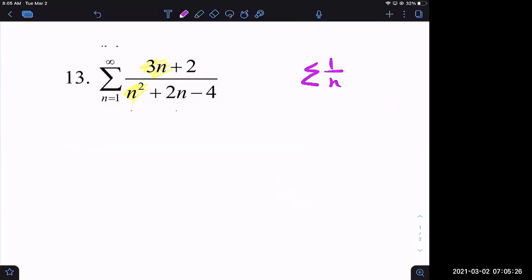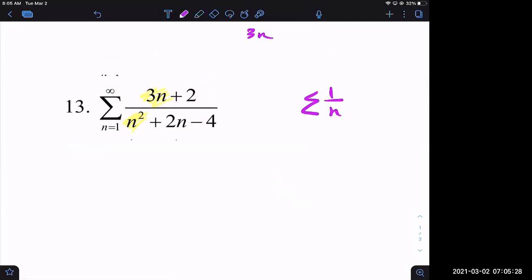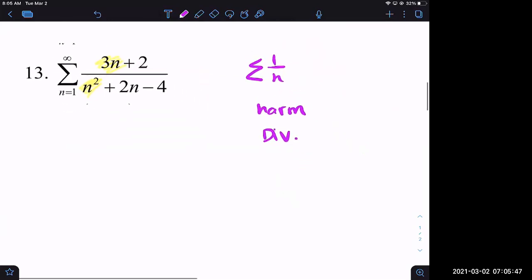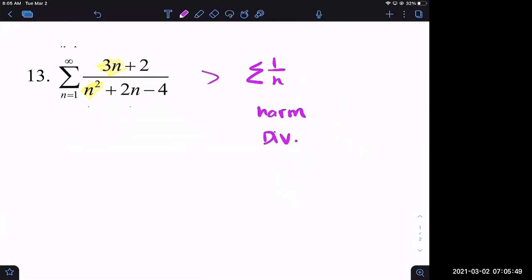So I'm choosing to compare it to this because 3n over n squared is 3 over n, but the 3 really doesn't make a difference. So I'm just going to compare it to 1 over n. What do I know about 1 over n? It's harmonic. So as long as you call it harmonic, you can just say that it diverges. Okay, so it's harmonic, so therefore it diverges. Now I'm going to choose to do limit comparison. I do not want to do direct comparison because I don't know whether that goes that way or whether it goes the other way. I don't want to think about that. So I'm just going to do the limit of the ratio.